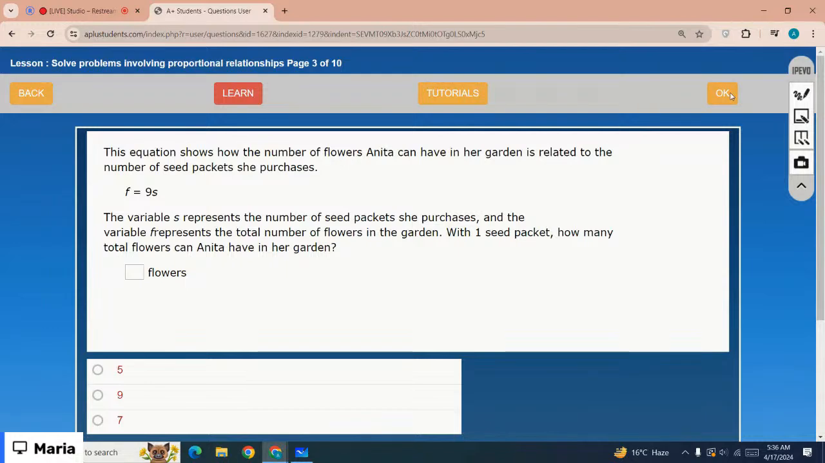The correct option is, yes, 9 it is. With one seed packet, Anita can grow 9 flowers. The correct option is 9.